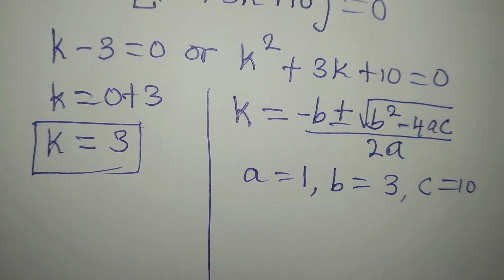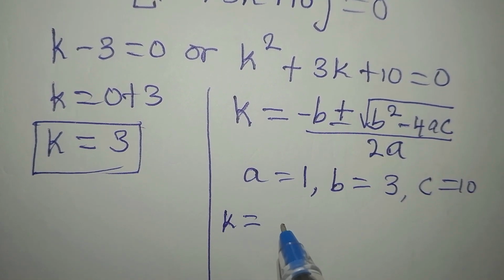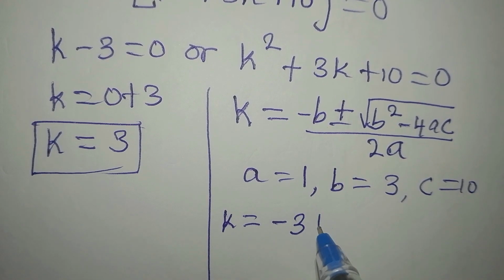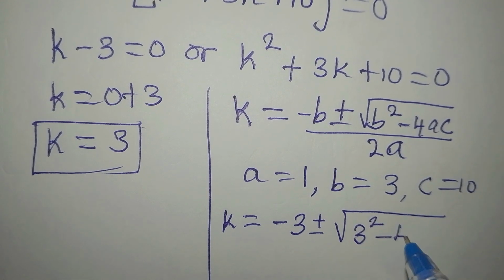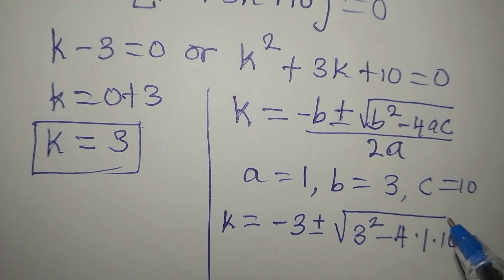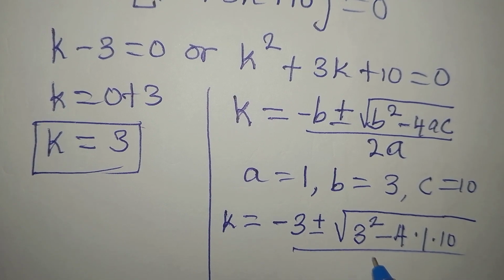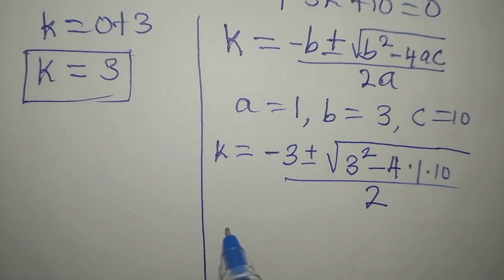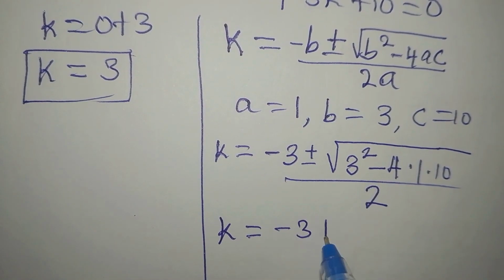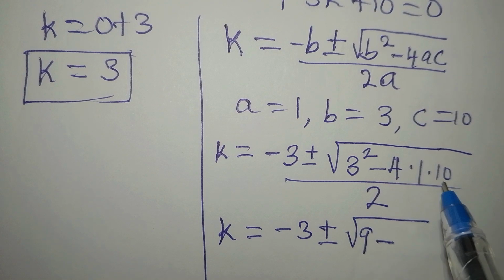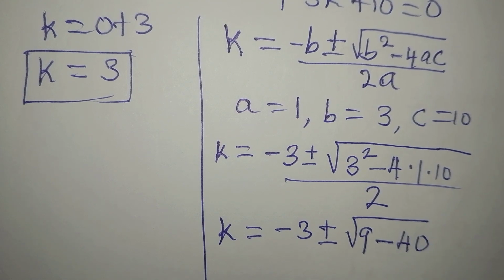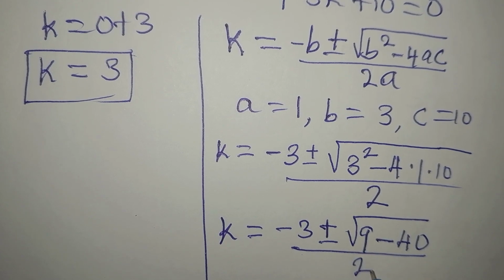Let's substitute into this formula. K will now be minus 3 because b is 3 plus or minus square root of b squared, that will be 3 squared, minus 4 times a times c, because a is 1 and c is 10. Divide this by 2 times 1, which is 2. Now k is equal to minus 3 plus or minus square root of 3 squared is 9, minus 4 times 1 times 10, that is 40. So write 40 over there, and we divide this by 2.